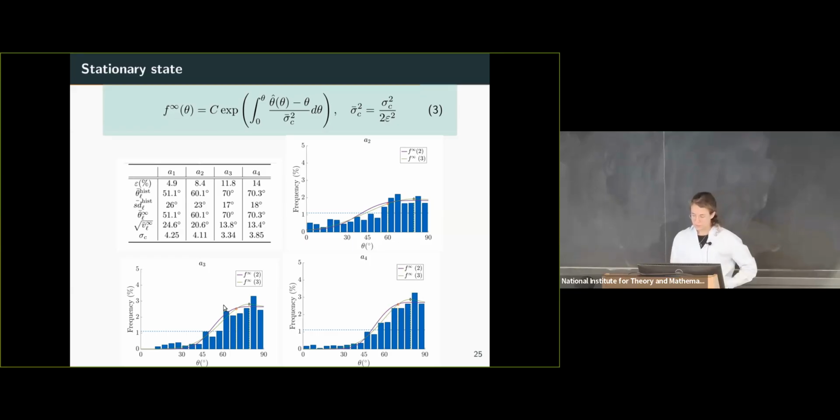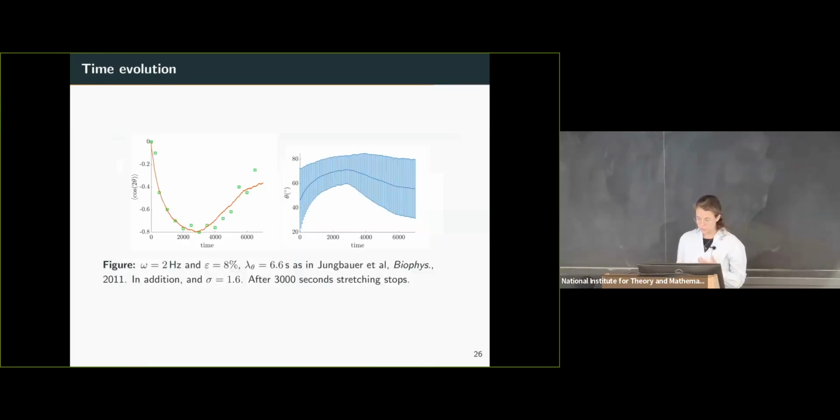What we wanted to test now is what happens in the transient, so what happens before these cells actually reach this equilibrium configuration. We found some time-dependent data. In green here, you have the evolution of this average, the cosine of 2 theta, and in red is a simulation of the time-dependent Fokker-Planck equation. It matches the data quite well according to the confidence interval.